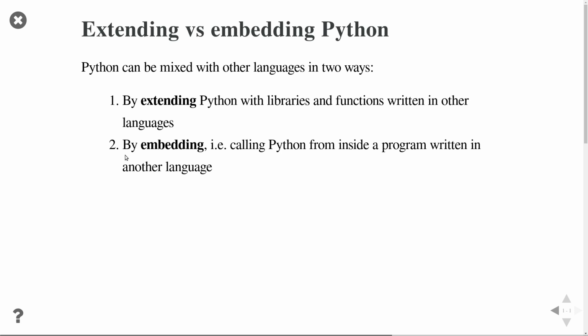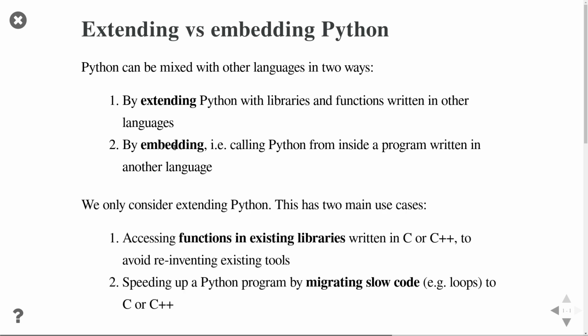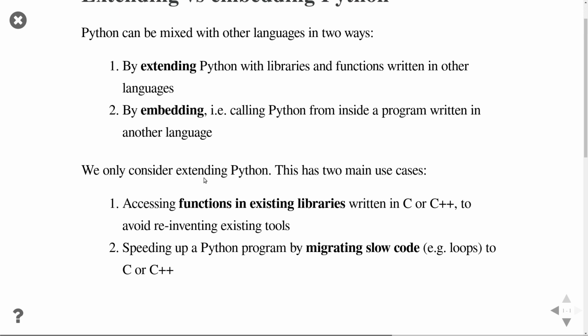Embedding is exactly the other way around. Sometimes you have a big C project, and you would like to have a Python interpreter within that C project. That's embedding. We only consider extending Python. So we kind of live in our Python world, and we would like to call out to C functions. There are two big use cases for doing that. The first one is if you want to access functions in existing libraries that are written in C or C++.